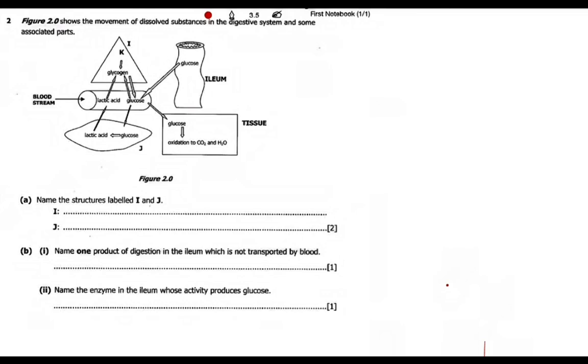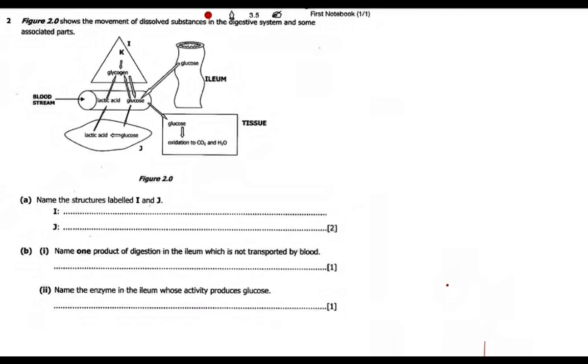Here we have the bloodstream. Here we have a tissue. Here we have the ileum. And we can see all sorts of processes and reactions that are taking place there. So the question is saying, name the structures labeled I and J.